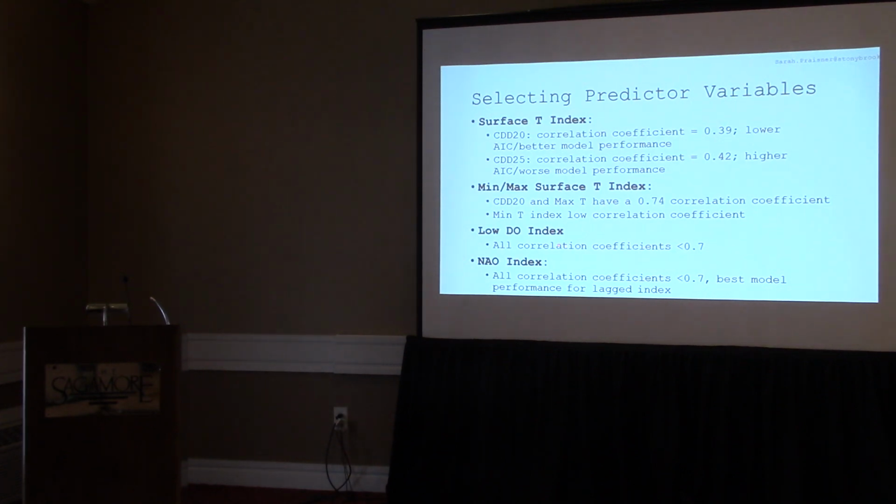Low DO index is included, no high correlations. Same thing with NAO, but I wanted to choose one index. So after examining individual models for NAO, the best model was actually with that 1 year time lagged index. So it was not the winter index like I suspected it would be.